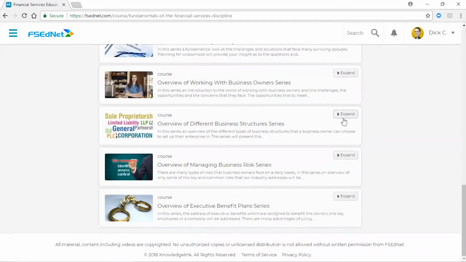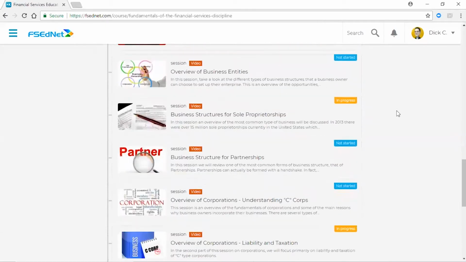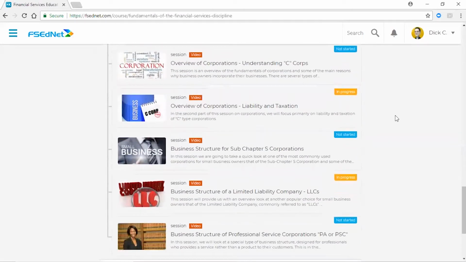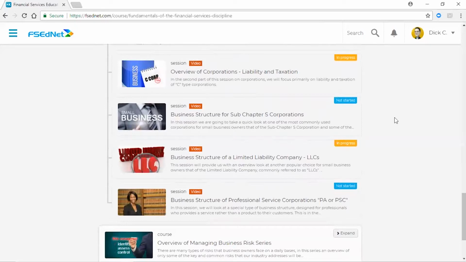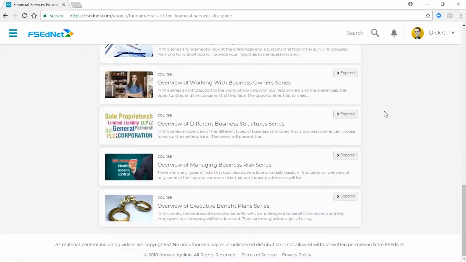We will then look at how businesses are organized, such as a sole proprietorship. Here, we will learn how they are taxed, what liabilities the owner has, their advantages, their disadvantages, their challenges, and their opportunity. We will do the same with partnerships, C corporations, S corporations, LLCs, and PAs.